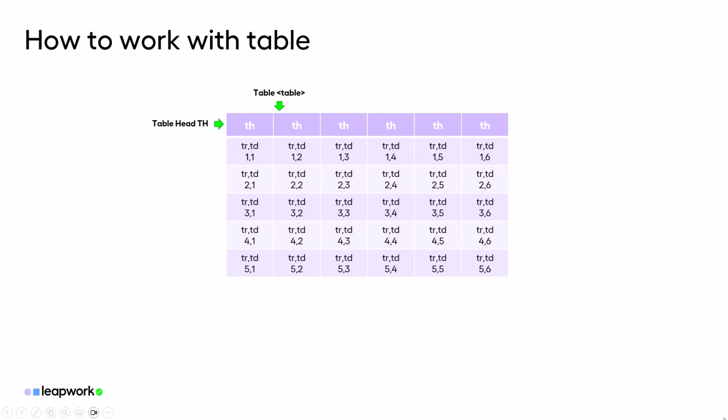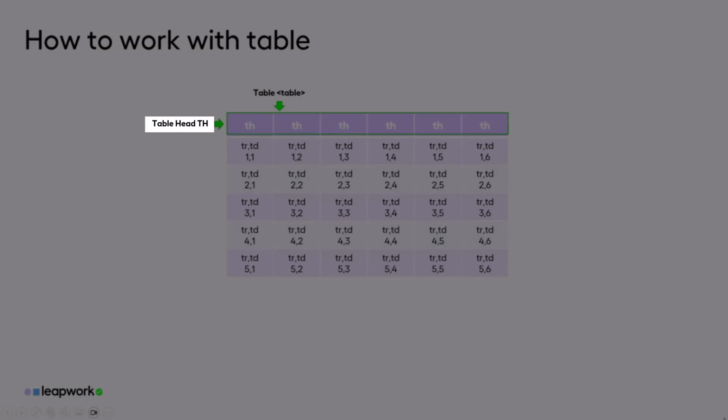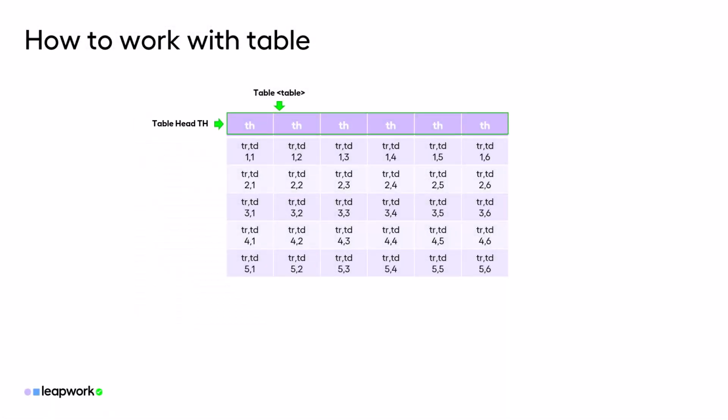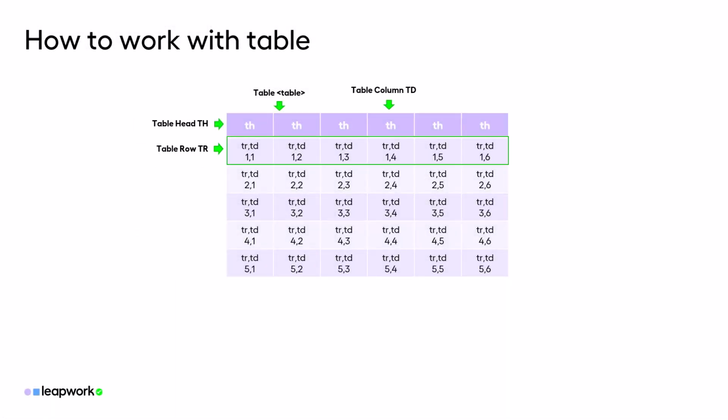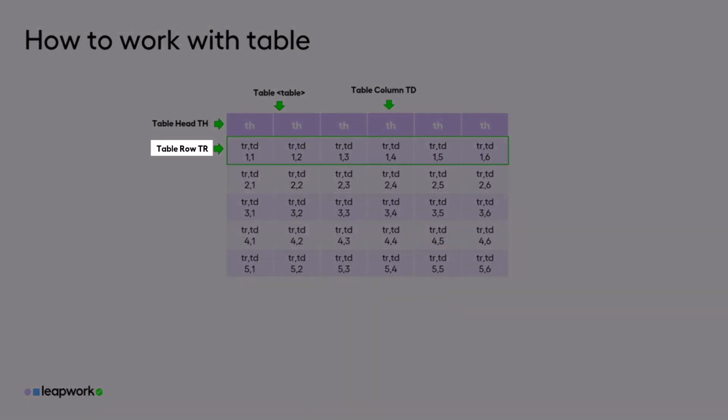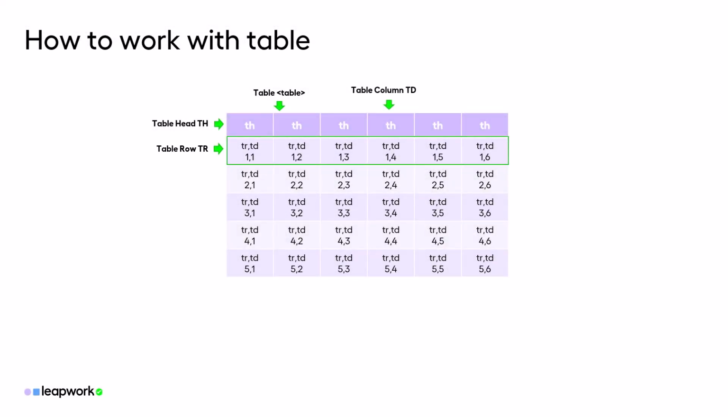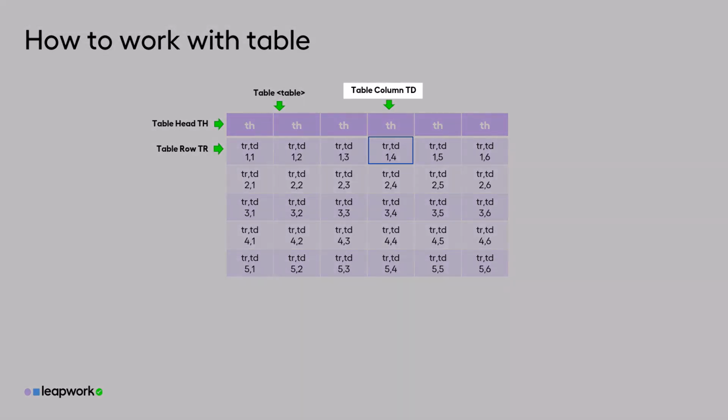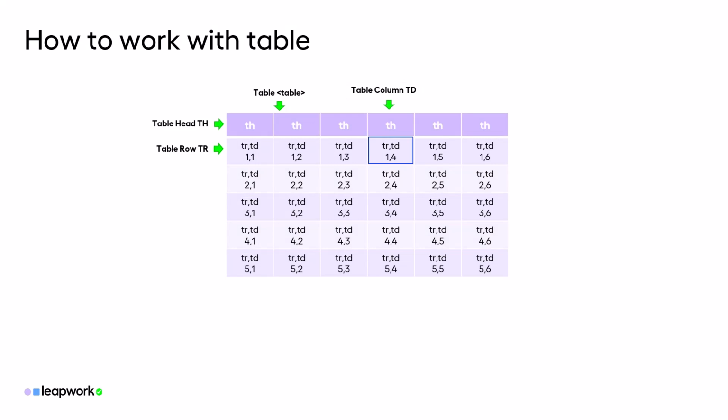The table header is identified by the th tag in HTML. It is used to label the different columns or sections of the table. Each row in the table is represented by the tr tag. It helps organize the data horizontally in the table. The table column is denoted by the td tag in HTML. It represents a single cell in the table and contains the actual data.